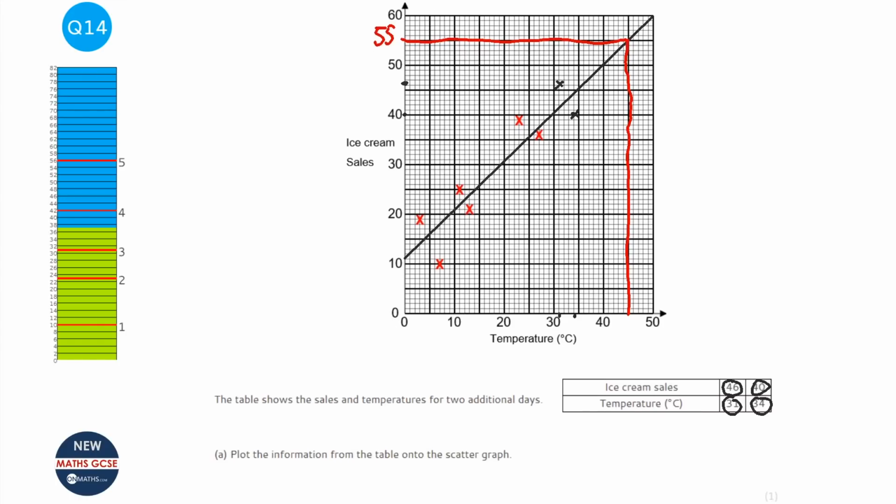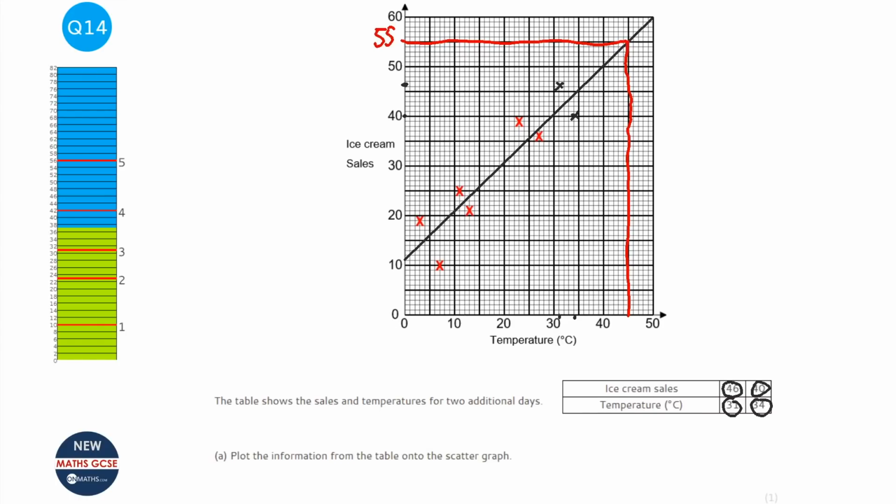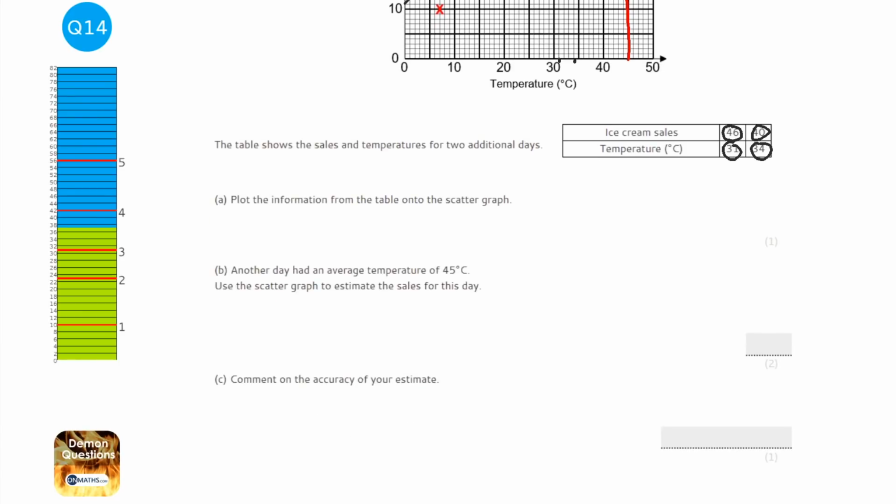So don't worry if you sit down next to someone, do the same question and get a slightly different answer. Just draw the lines, straight lines, unlike mine, onto your diagram to show the examiner that you worked it out. So we've got 55 sales we're predicting.